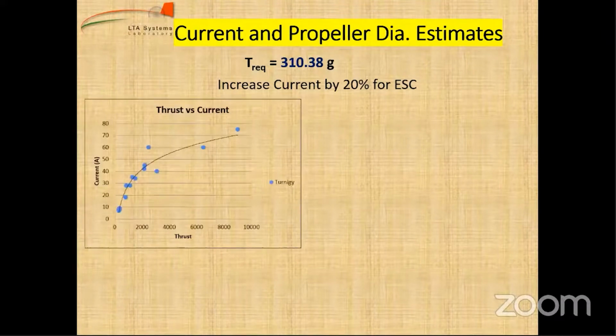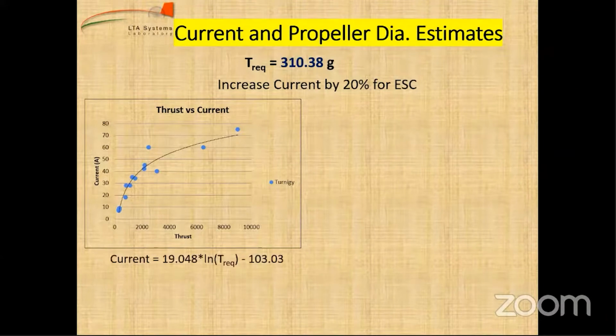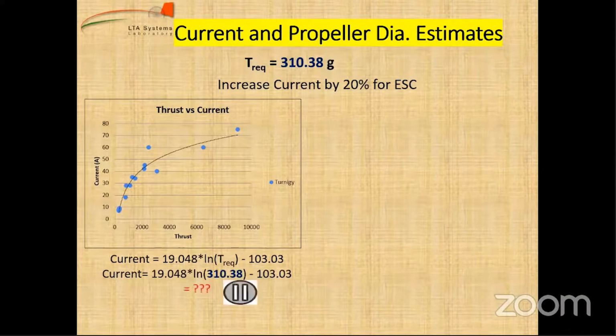So again, from Turnigy, we get a plot for various motors and varying values of thrust, and we get the current corresponding to every thrust value for different motors, and we get a logarithmic curve actually. The logarithmic curve has this equation, and when we substitute the value of thrust, I'd again ask you to please calculate what is the current that will be required for the thrust that we have. Remember, it's a natural log.